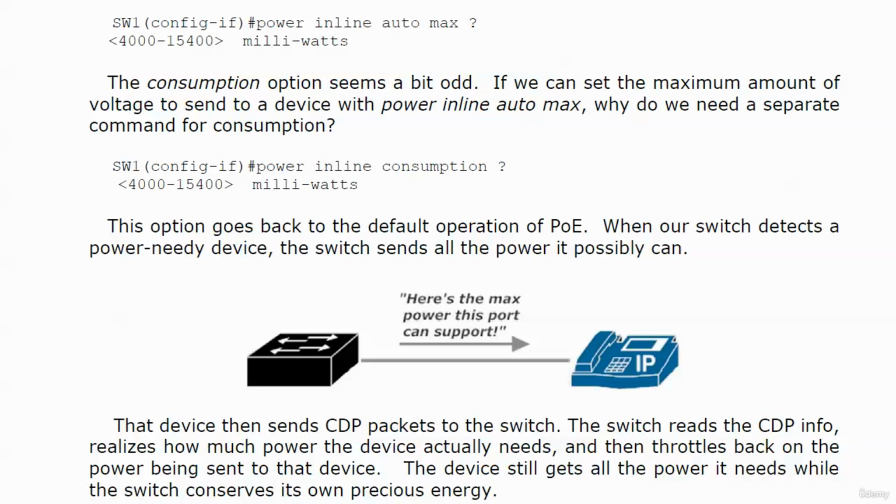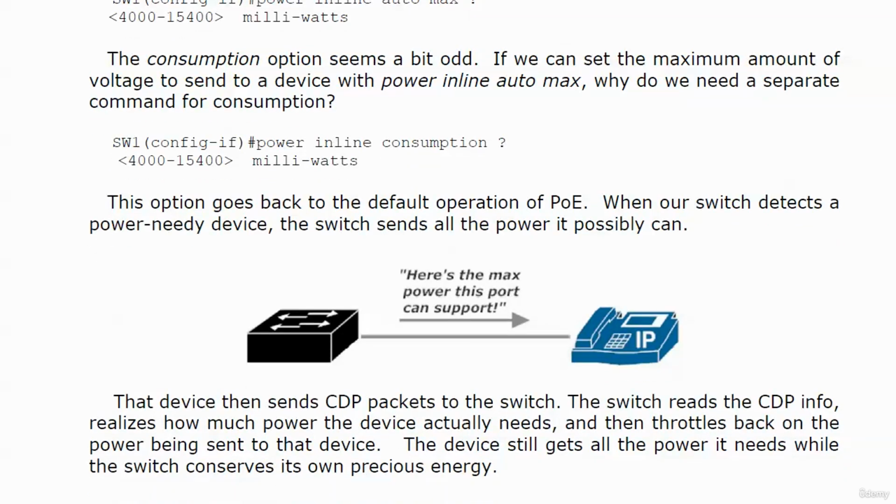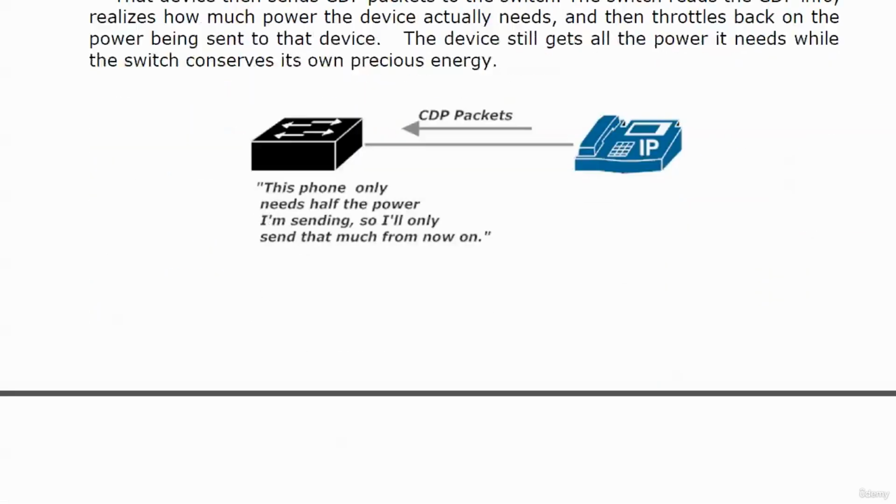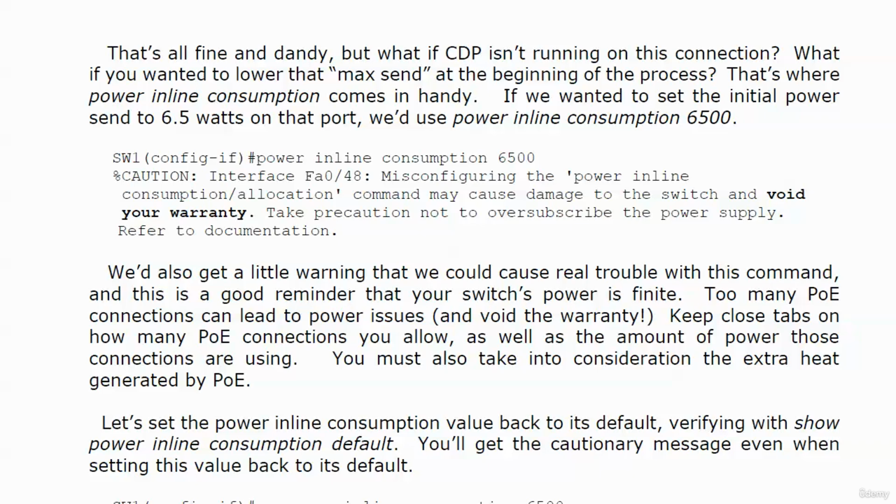Makes perfect sense, right? Because this way, the device still gets all the power it needs while the switch conserves its own precious energy. Because one thing I'm going to hit you over the head with a couple times in this video, the switch has a certain amount of power it can hand out. It is not infinite. It cannot power everything that we can possibly plug in. So we want to be careful about that. And we really like this because this way, in this particular instance, our IP phone is operational, but we're only sending over the power we need to send. We're not draining unnecessary energy from the switch. Now, we love that, and that is the default operation.